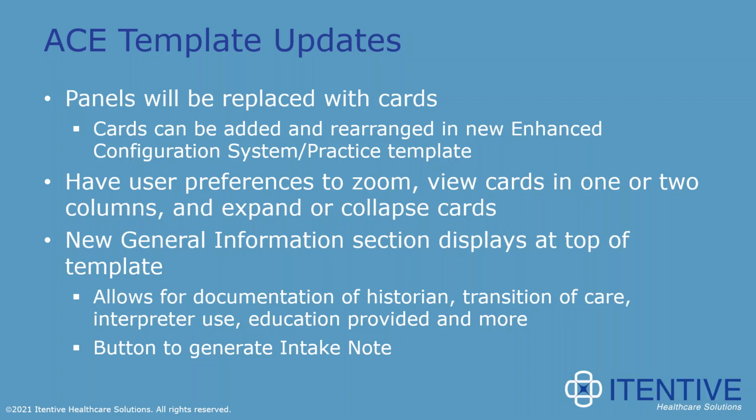So we'll have the ability on these templates at the user level to have certain preferences. So one feature that I know has been very highly requested is the ability to zoom on the text of a template. So users can expand the size of that font to make it a little easier to see. As well as users have the ability to view the cards in either one column, so kind of similar to how we saw our panels before, or even two columns. As well as users can expand and collapse individual cards, so just depending on what they would like to see.